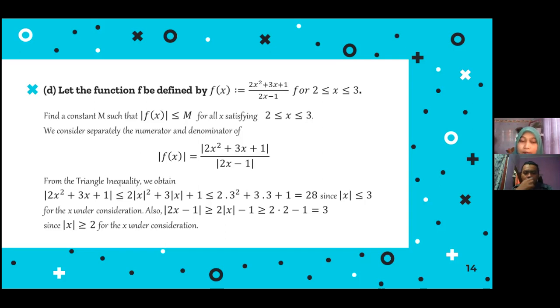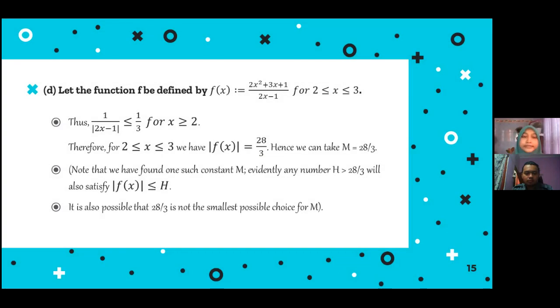Also, |2x − 1| ≥ 2|x| − 1 ≥ 2·2 − 1 = 3, since |x| ≥ 2 for the x under consideration. Thus, 1/|2x − 1| ≤ 1/3 for x ≥ 2.